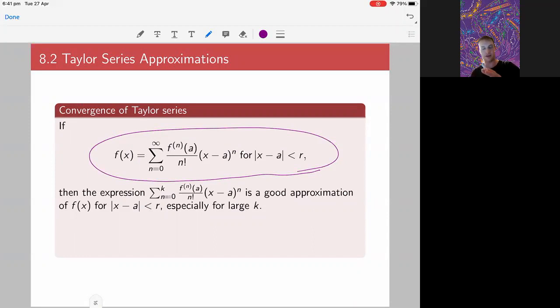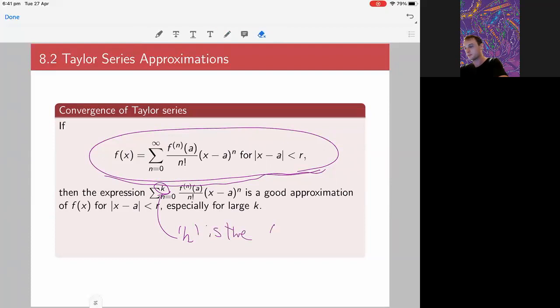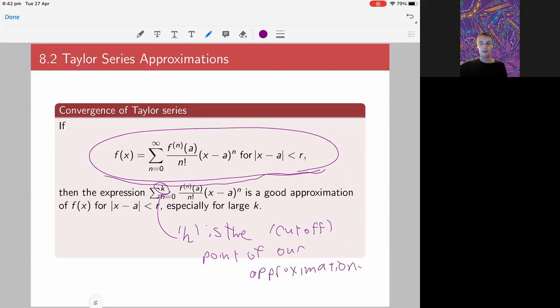If it so happens that our function is sufficiently well behaved, and we can write this expression down here, then what that means is that if we cut off this Taylor series at some point, let's say at the point k, we end up with a finite sum, and it's actually meant to be a good approximation for your original function f of x. So this is the power of Taylor series.